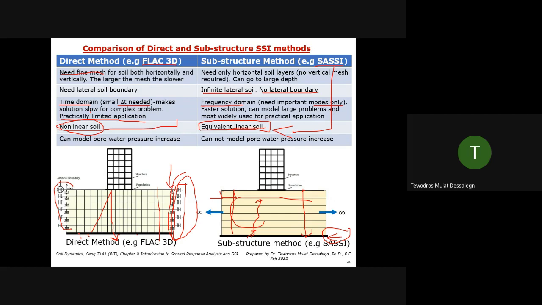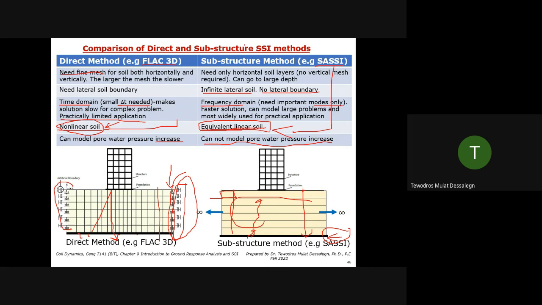So even if too slow, you have a better nonlinearity approach. But this is approximate for a high stress slope. We use one G value, average for high stress slope. So the direct method can model pore water pressure increase because you have those constitutive models. But the substructure method doesn't do that, at least so far. When we developed those constitutive degradation curves, we didn't talk about water pressure increase, did we? No, we didn't. So that's one limitation.